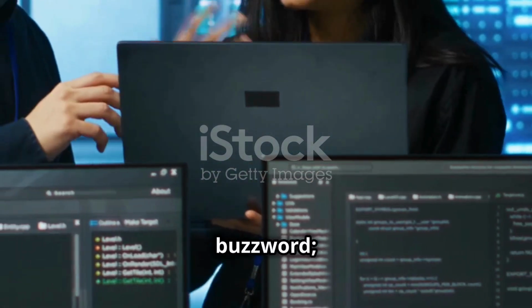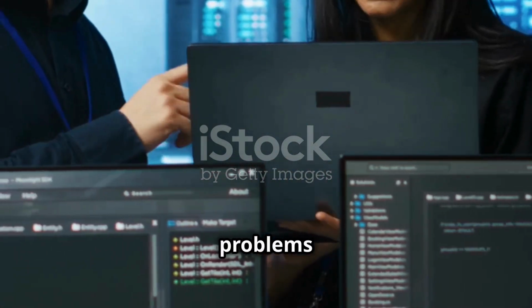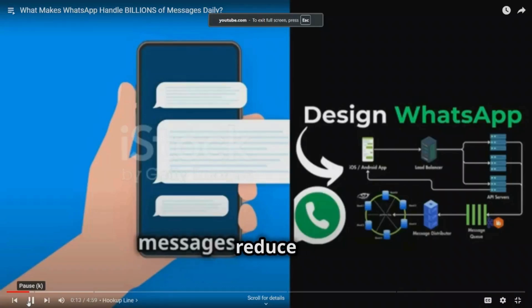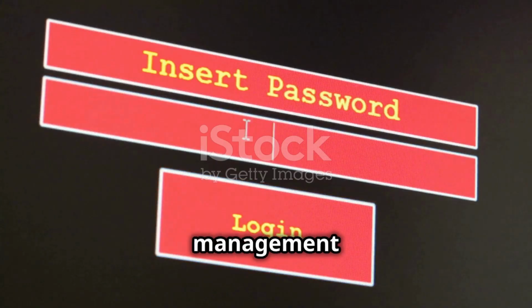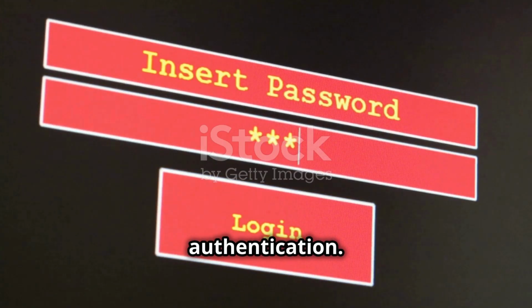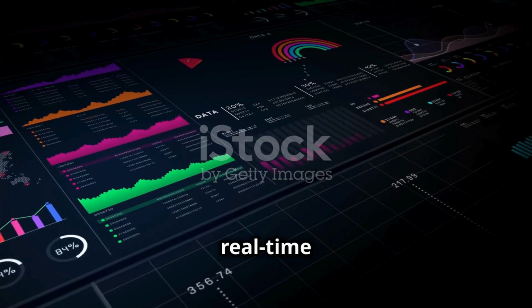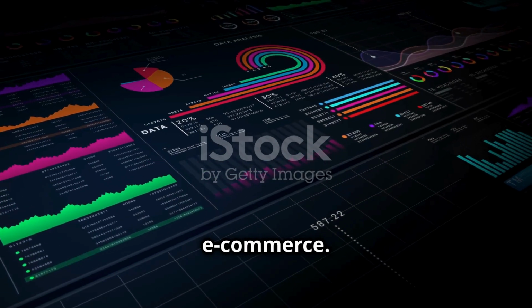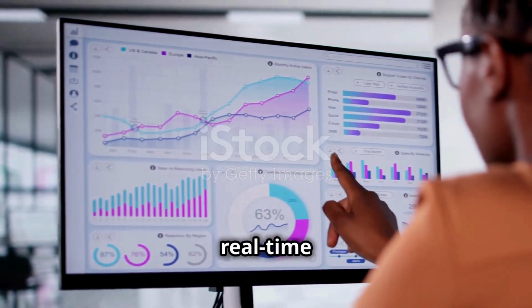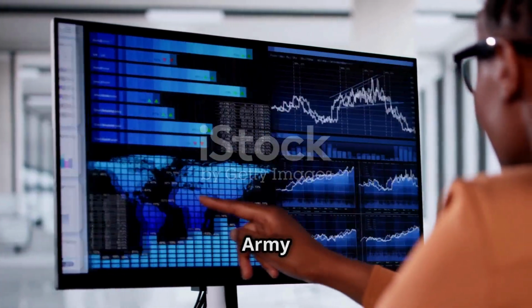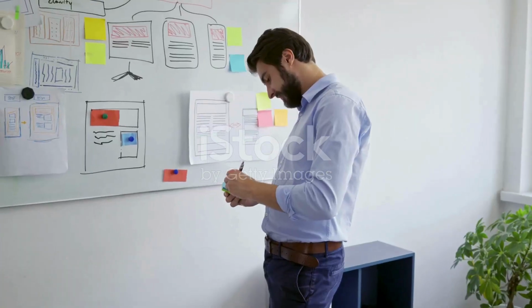Redis isn't just a buzzword, it solves real-world problems. Caching frequently accessed data to reduce database load. Session management for user authentication. Rate limiting for APIs to prevent abuse. Leaderboards and real-time analytics in gaming or e-commerce. From user sessions to real-time dashboards, Redis is the Swiss Army knife of caching.